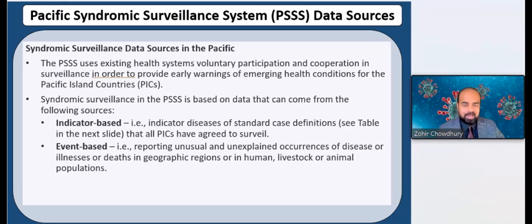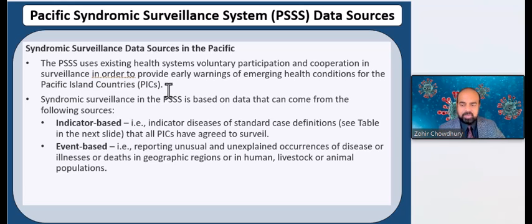And it helps you to quickly respond if you see a pattern of some common syndromes that you are trying to watch for. So the PSSS in this zone uses existing health systems, voluntary participation, and cooperation in surveillance in order to provide early warnings of emerging health conditions for the Pacific Island countries shown in the previous slide.